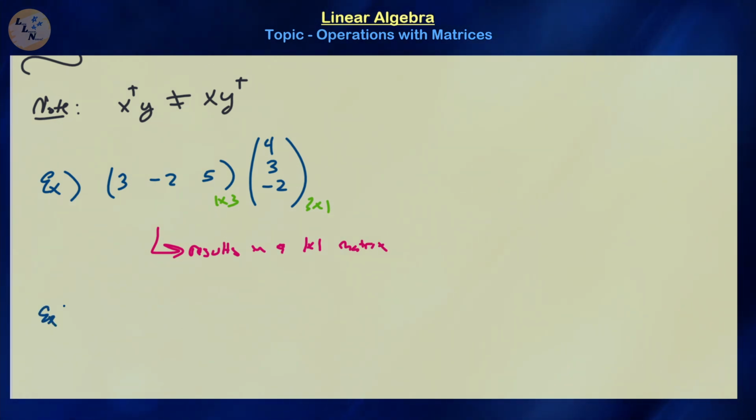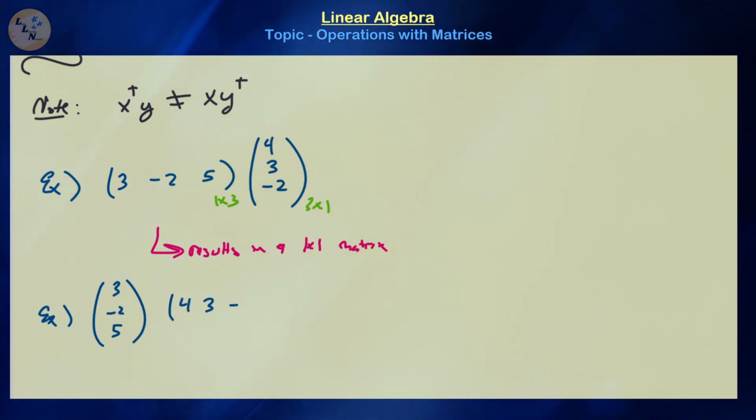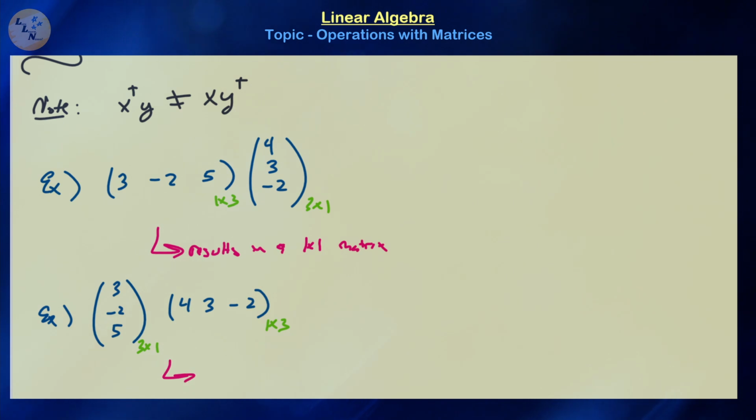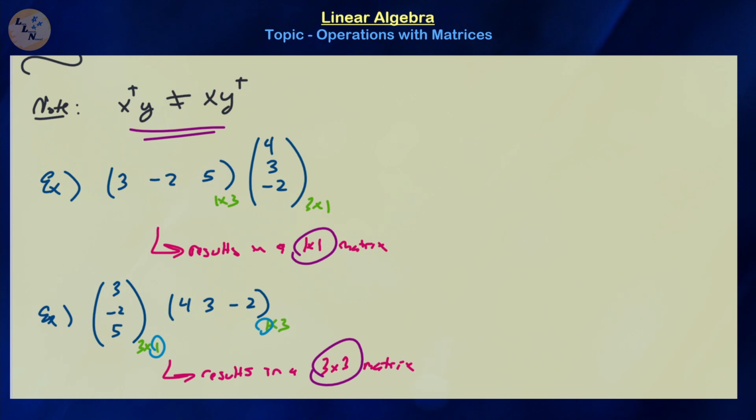Let's look at another example, in particular x y transpose. So x would be (3, -2, 5) and y transpose would be (4, 3, -2). So this is going to be a 3 by 1 times a 1 by 3. What is that going to result in? Because the inner dimensions do agree, since we have a 1 and a 1 as the inner dimension, you can multiply them. But this is going to result in a 3 by 3 matrix. And a 1 by 1 and a 3 by 3 matrix are not equal. Therefore, in general, that is not true. Very, very important. Keep that in mind.